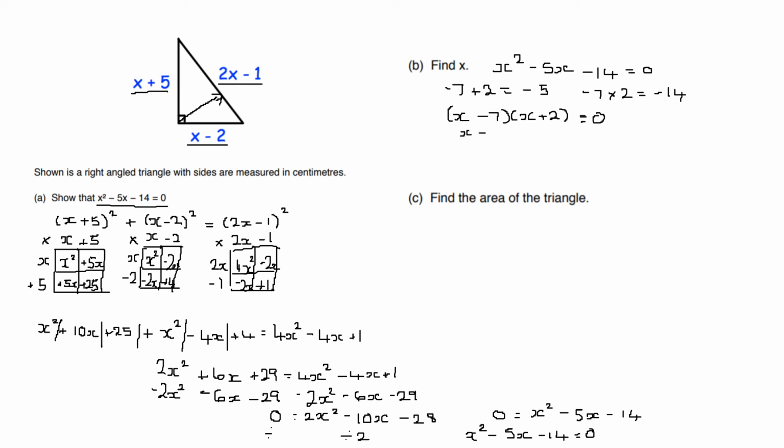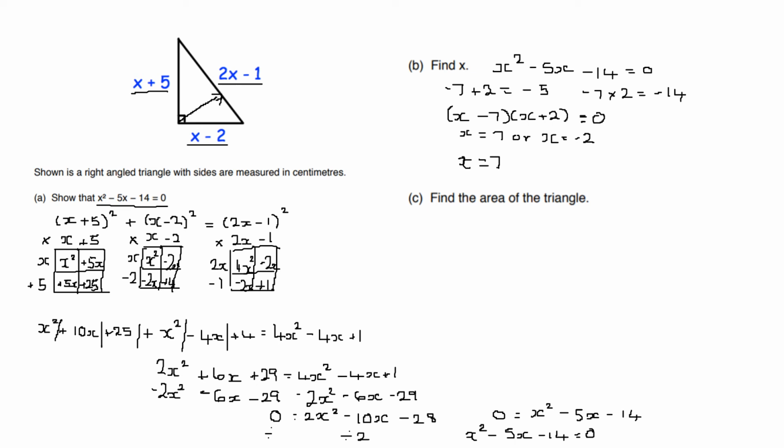So either x equals 7 or x equals minus 2. Now, if I take x equals minus 2 and substitute it into x minus 2, negative 2 minus 2 is going to give me minus 4, which would mean the length of that side would be minus 4, and that isn't possible because I can't have a negative length, as we spoke about in the previous slide. So x has got to be 7, and we're going to state here x is 7.